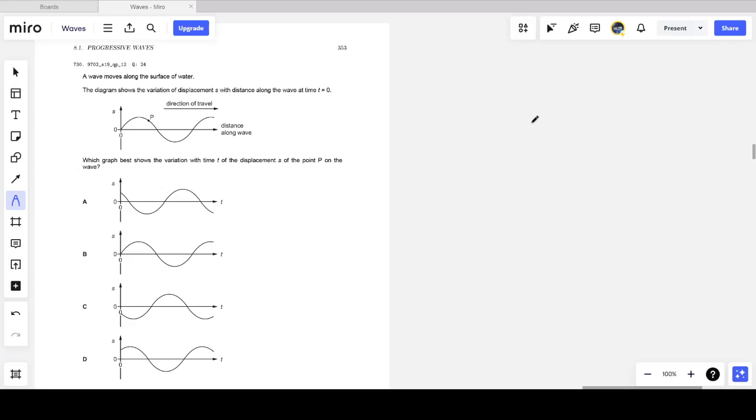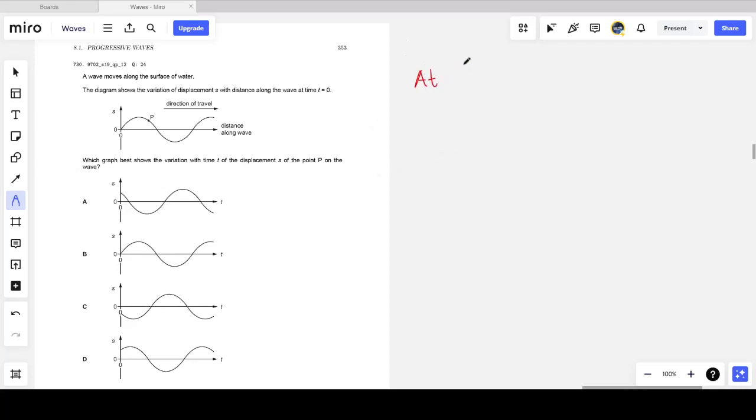Okay, so we have a graph of displacement against distance, and we want to know what the displacement against time graph is going to look like. So let's outline some key features of this graph. Now, the first graph is displacement versus distance at a snapshot in time. When t is equal to 0, we take a picture of the graph from side on, and that's what we see. Point P is above the horizontal. If it was a water wave, it's above the surface of the water, above the equilibrium position of the water, and the wave is moving to the right. So we watch the wave moving to the right towards the shore, if it was a water wave in the ocean, for example.